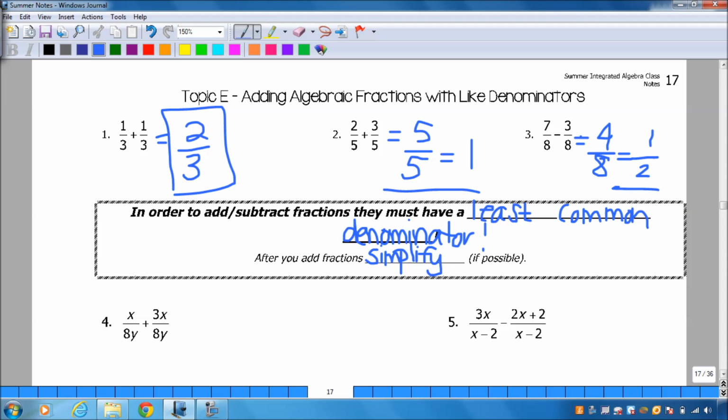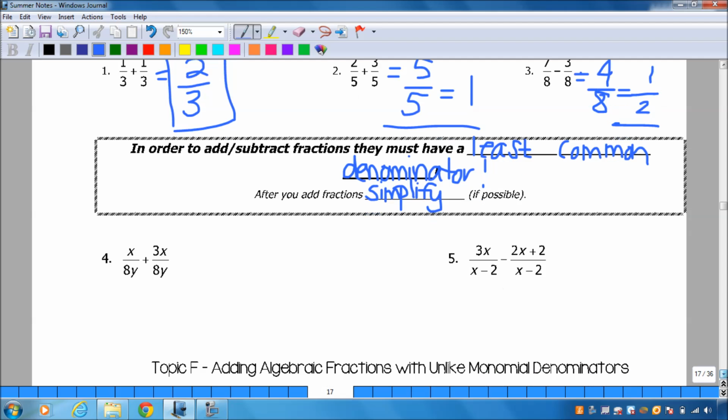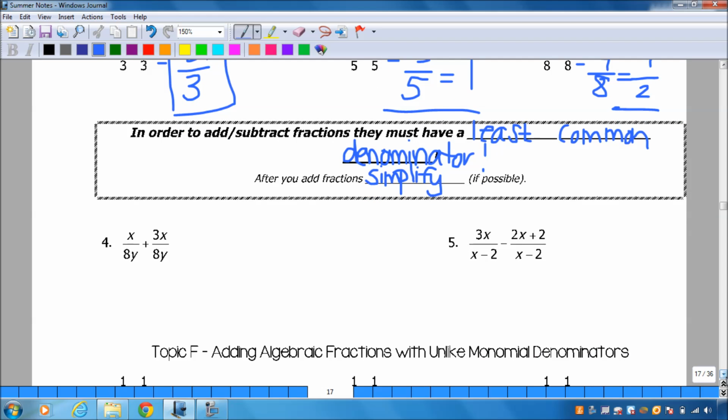Okay, so in question number 4, you have x over 8y plus 3x over 8y, right? Hopefully you guys are following what's going on right now. Enjoy it, because this is where things are still easy. We haven't gotten to the hard part yet, okay? So make sure you guys are still with me.